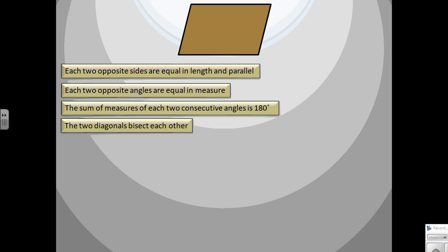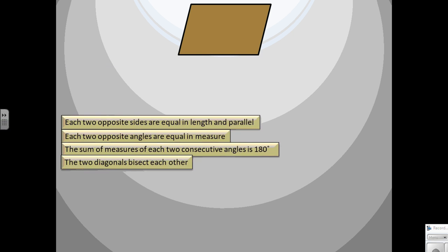The two diagonals bisect each other. What is the meaning of diagonals? Diagonals means a line across the shape from the corner to the opposite corner. So here the parallelogram has two diagonals. These two diagonals bisect each other. What is the meaning of bisect? Bisect means to cut the line into two equal parts, as we see in the shape. So the two diagonals of the parallelogram bisect each other.